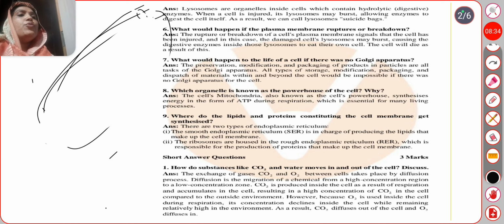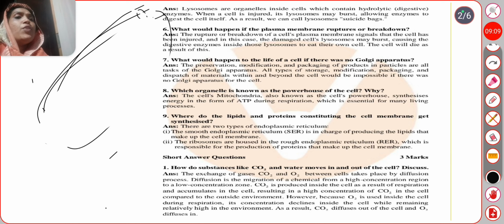What would happen to the life of a cell if there is no Golgi apparatus? The Golgi apparatus plays a very important role in the cell. It helps in the preservation, modification and packaging of the product in particles. All type of storage, modification, packaging and dispatch of the material within the cell is possible because of the Golgi apparatus. That's why the Golgi apparatus is very important.